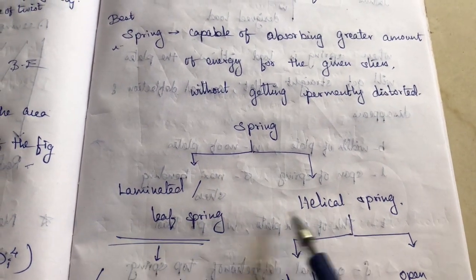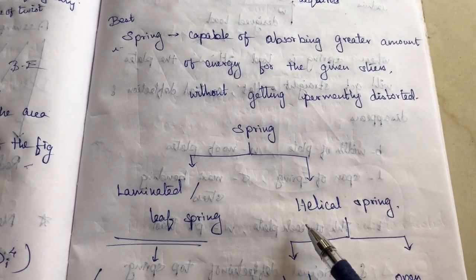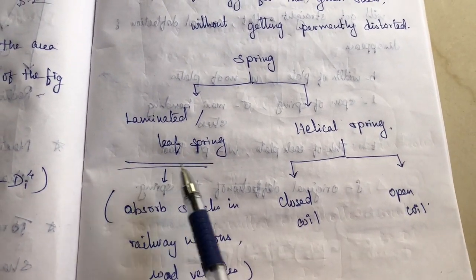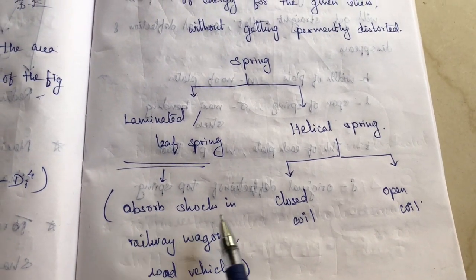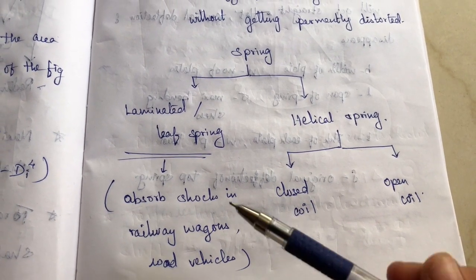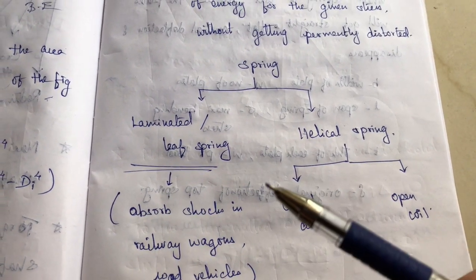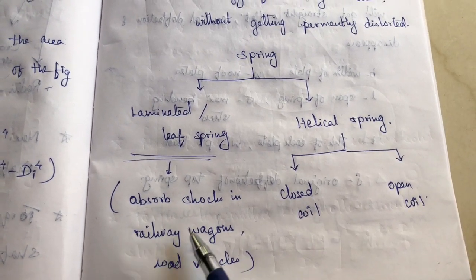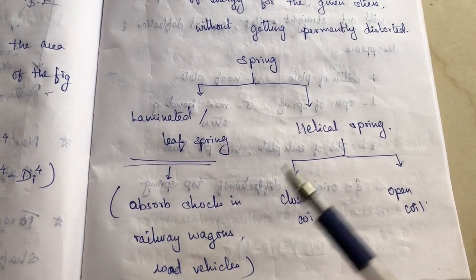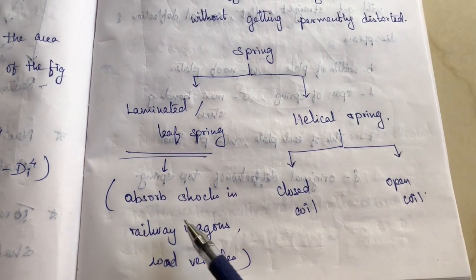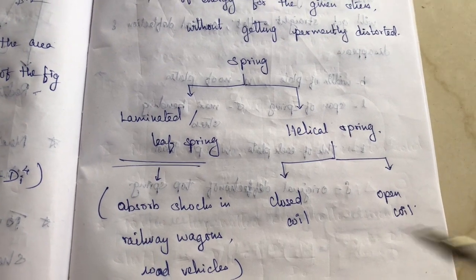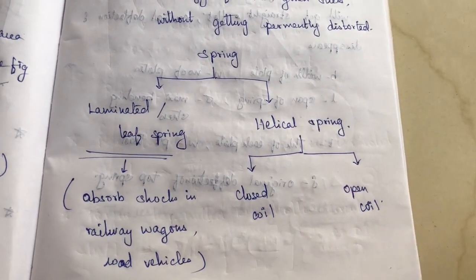Springs are of two types, laminated leaf spring and helical spring. Yes, two types. What is a laminated leaf spring? It absorbs shocks in railways and road vehicles. So it is mainly provided in railway wagons and road vehicles, mainly in the material vehicles, to absorb the shocks which are produced in the vehicles. So this is the leaf spring, we will see that in detail.